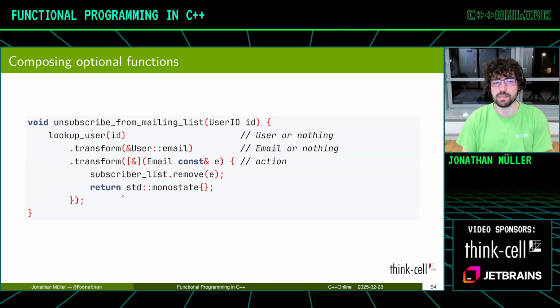Putting those all together, this is how our pipeline now looks. We start with a user ID, turn that into a user or nothing, transform that into an email or nothing, and then do our action. And this is declarative. We don't have any state. We don't have any if. We simply describe our pipeline: user, email, do something with the email. And if at any point, for example if the user ID fails, then we will never do the rest of the things.